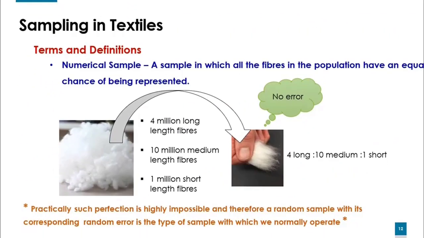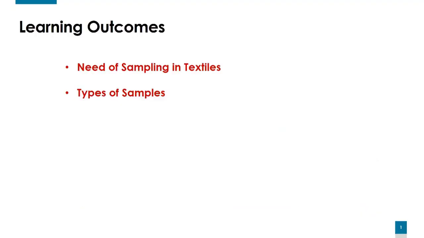So these are different terms and definitions in relation to sampling. So friends, today you have learned the needs of sampling in textiles. Why we have to select a sample in textile materials. Then we have discussed various terms used in relation to sampling.